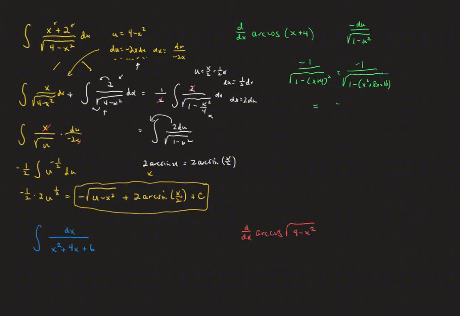And that could be further simplified into the square root of, let's see, I guess we're going to get 1, and then a negative x squared, and we'll get a minus 8x, and the negative 16 plus 1 will be a negative 15. And I don't know if that has any advantage over the earlier one, so I think either of those would be just fine.